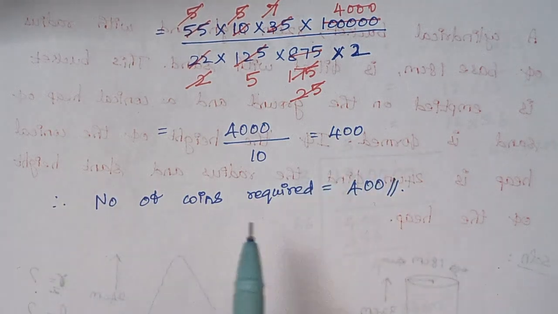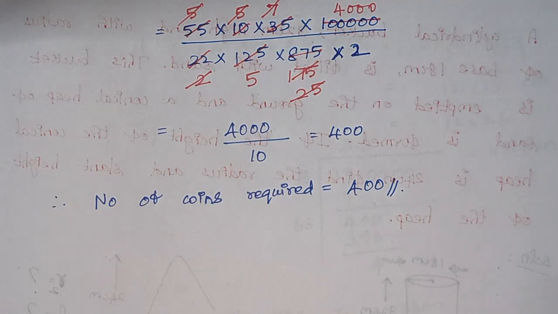Therefore, the number of coins required to make a cuboid of the given dimensions is 400. You have to melt 400 coins to make a cuboid of such dimension.